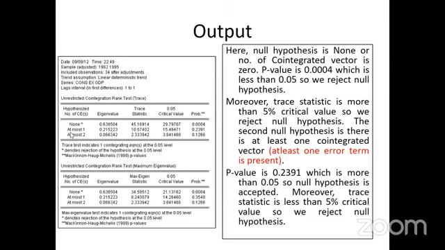Now comes the second. There is at most one co-integrating equation. P-value more than 0.05, done. We are accepting this hypothesis. It means that there exists one co-integration equation. The point at which the p-value becomes more than 0.05 gives the number of co-integrating equations we are having. Check it. Is it so? Check it, please.